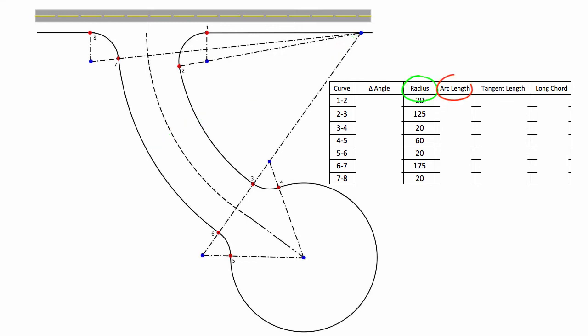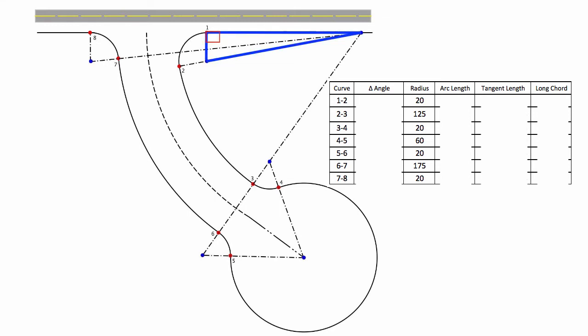Two parameters to each curve are required to calculate the remaining parameters. Only one parameter for each curve is in the table. However, the delta angle for the various curves can be calculated. The delta angle for curve 1 to 2 is found by using a right triangle formed from point 1 to the center of curve 2 to 3 to the center of curve 1 to 2 back to point 1.